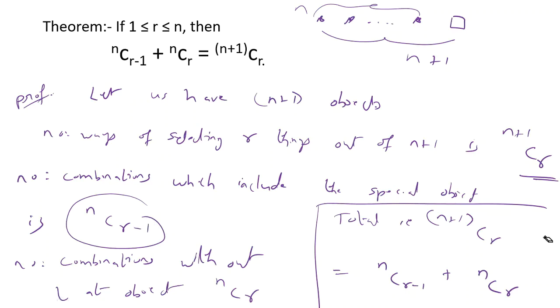The total number of combinations is going to be n plus 1 choose r, which is equal to n choose r minus 1 plus n choose r. So if you are not satisfied with the proof, you can just expand n choose r minus 1 and n choose r, and then you can give a proof. But I am interested in this proof, and I encourage the students to give the proof in this way only.